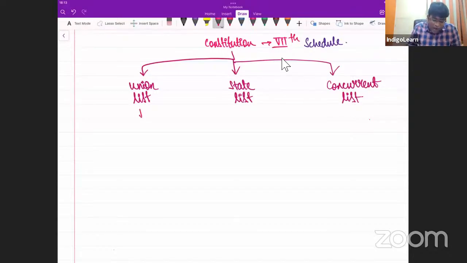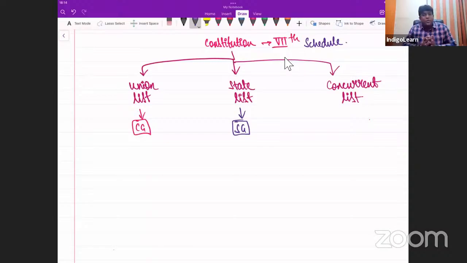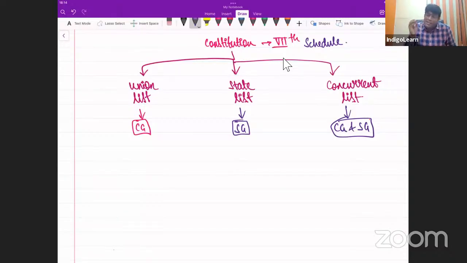The union list contains those items of taxes on which the power to levy tax is with the central government, whereas the state list contains those items on which the power to levy tax is with the state government, and the concurrent list contains those items on which both the central government and state government together have the power to levy and collect tax. Please observe that carefully. The union list contained those items of taxation on which the power is exclusively with the central government.